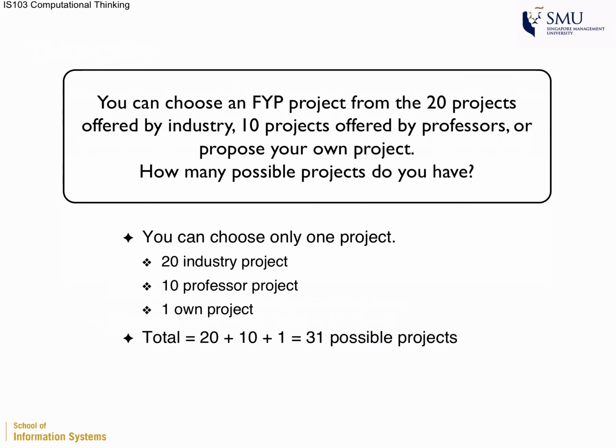Now, for another example, supposing that you are looking for a final year FYP project from 20 projects offered by industry, 10 projects offered by professors, or to propose your own project. Now, how many possible projects do you have? In this case, you're only looking to do one project. So you have a choice of one of the 20 offered by industry, or one of the 10 offered by professors, or you can create your own project. In this case, the number of possibilities is 20 plus 10 plus 1 equals 31 possible projects. And this is because you will only be doing one of the projects at any point of time.